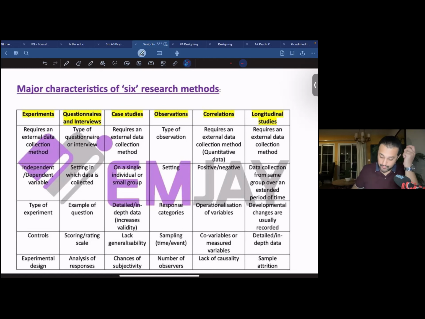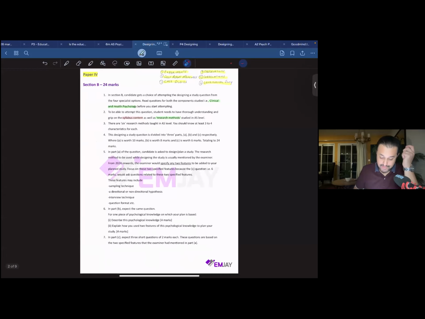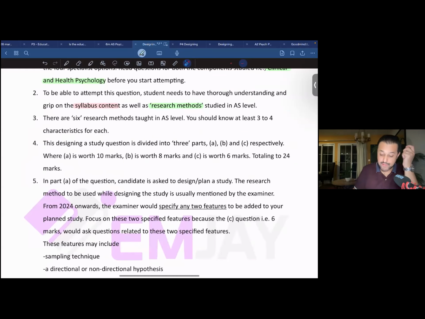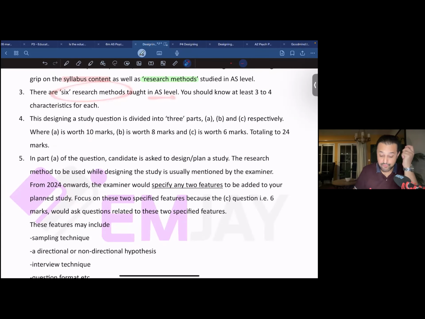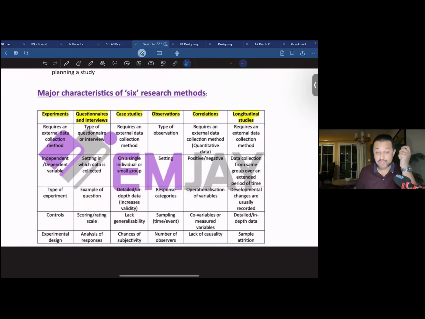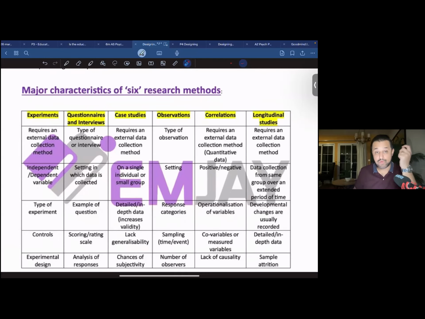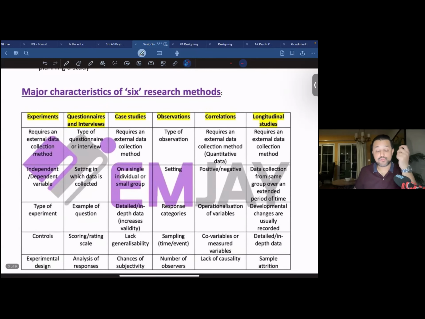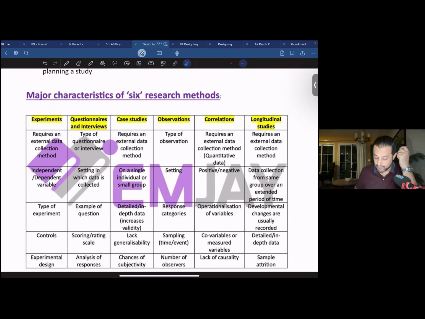Now, if we take this ahead, on this third point, there are 6 research methods that are taught in AS. You should know at least 3 to 4 characteristics for each. Over here, I believe we have some 5 characteristics mentioned for each. It would be good if you learn all 5 of them. If not, make sure you're learning at least 3 to 4 of them.